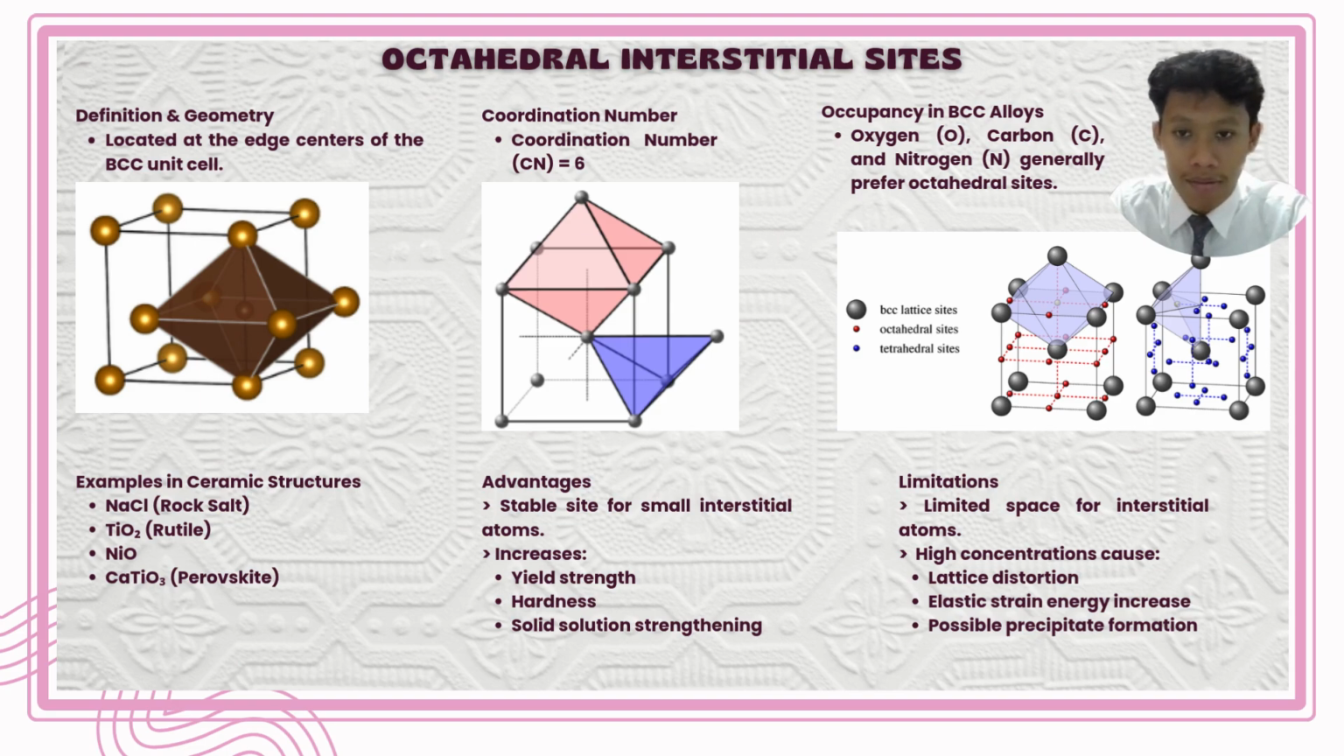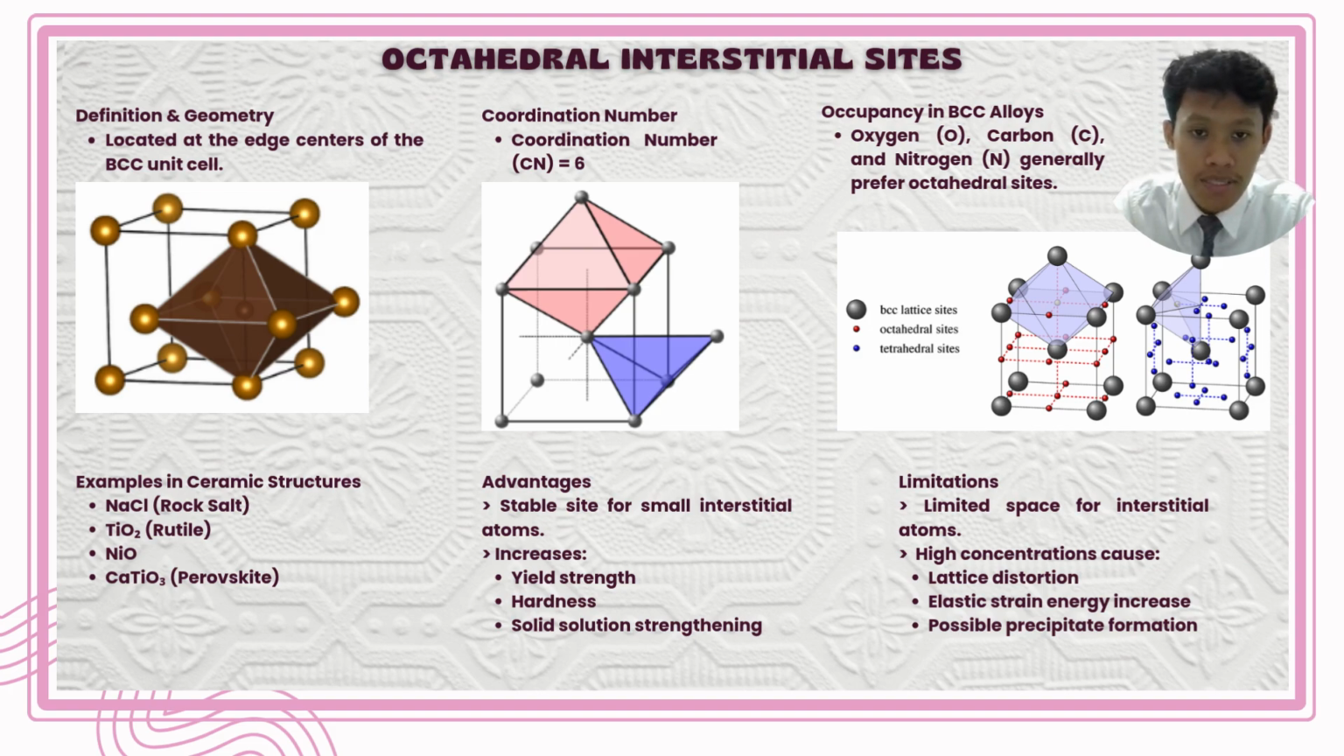Hi, now we discuss the octahedral interstitial site. First, we can see the definition and the geometry. It is located at the edge center of the BCC unit cell. It is surrounded by 6 atoms. As we can see in the figure, on the x axis we have 4 atoms and on the y axis we have 2. And next, the coordination number, or we call it CN. It has 6 atoms, as I mentioned before.